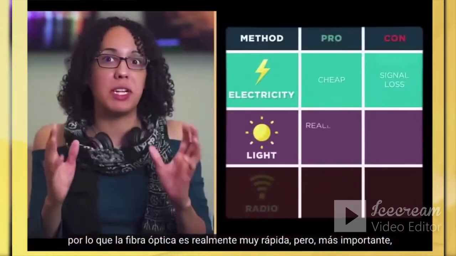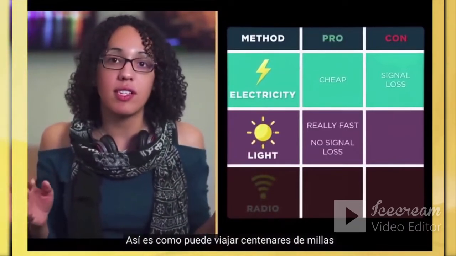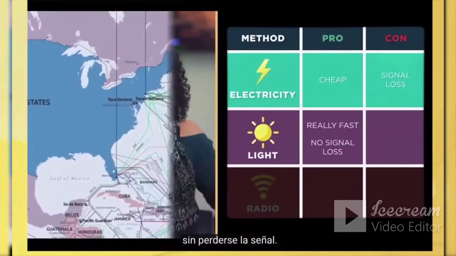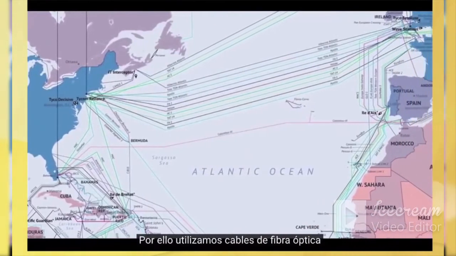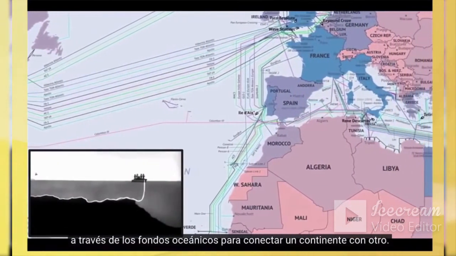So fiber is really, really fast. But more importantly, the signal doesn't really degrade over long distances. This is how you can go hundreds of miles without signal loss. This is why we use fiber optic cables across the ocean floors to connect one continent to another.